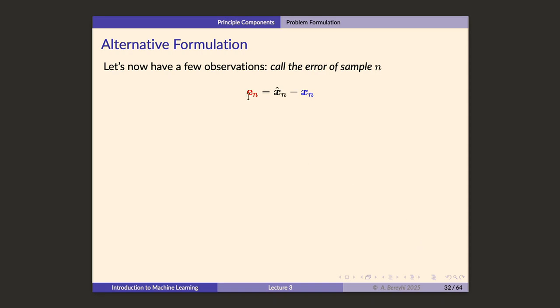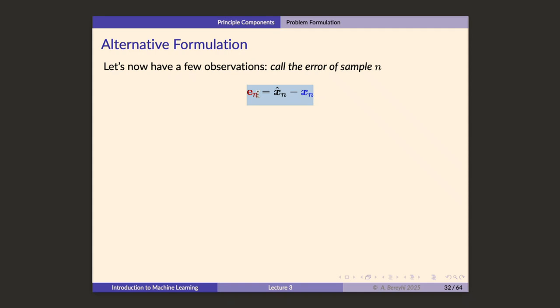Let me first define something which is the error for sample n. So what is the error? The error is basically your reconstructed version minus your original version, but I'm not computing any norm on it. I mean, basically the distortion that I defined, the risk that I defined, was the summation of the norm of these error terms over all the data set, right?